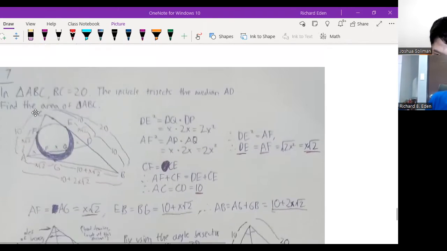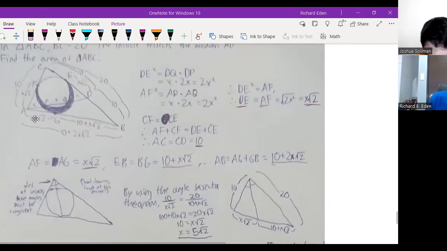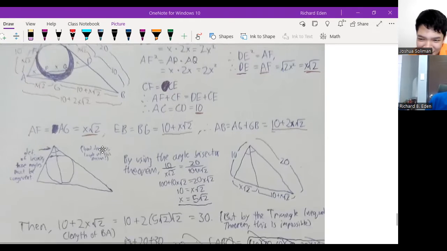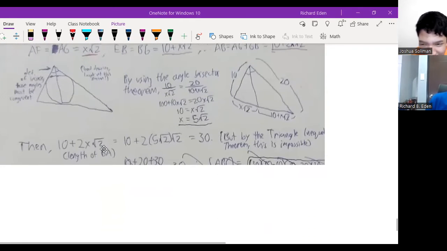Kung ating babalikan, meron tayong isang bilog na nasa loob ng tatsulok at ang tatlong bahagi ng tatsulok. Ngayon, mahirap na sabihin ng tangent eh. Hindi tayo sanay.